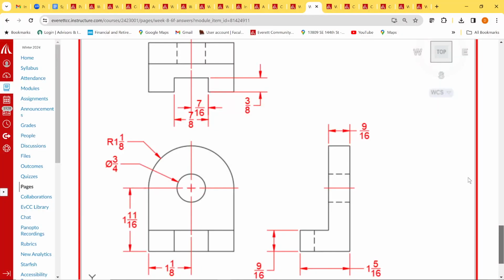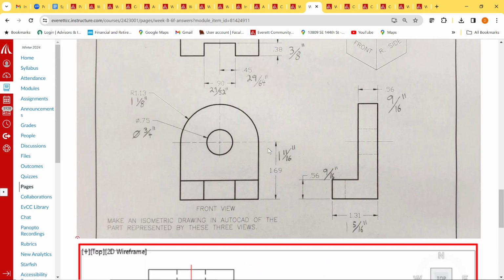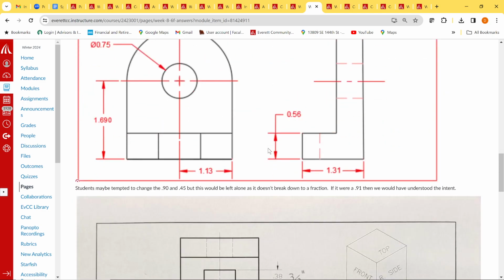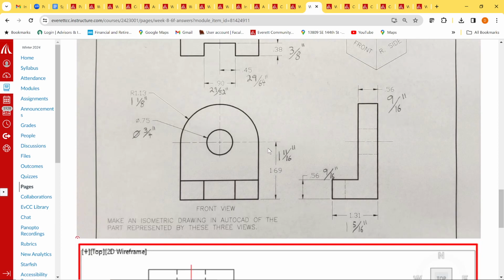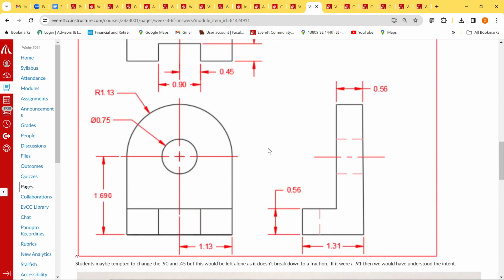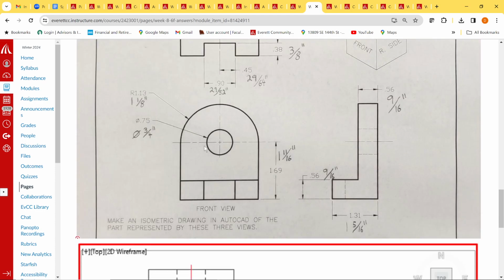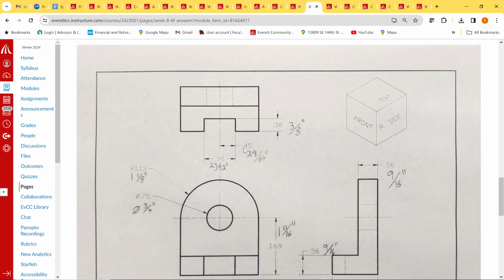Once upon a time, the drawings used to look like this. They were all out in fractions. And then came along ANSI, where we switched the drawings to be decimals. So your challenge was to figure out the decimals that were given. What are the fractions? What fractions would you go with? These are the only two that actually didn't have a fraction. These two would have been left the same.